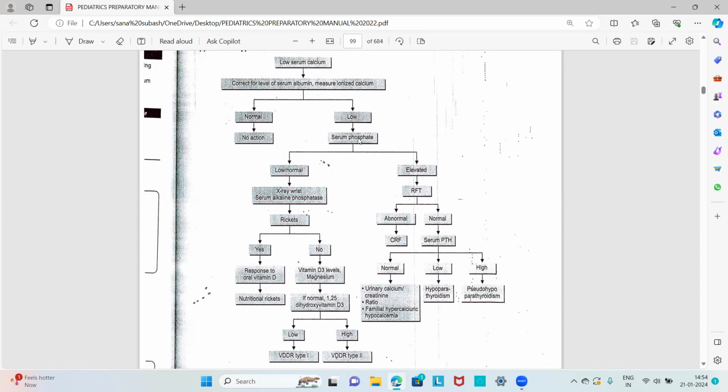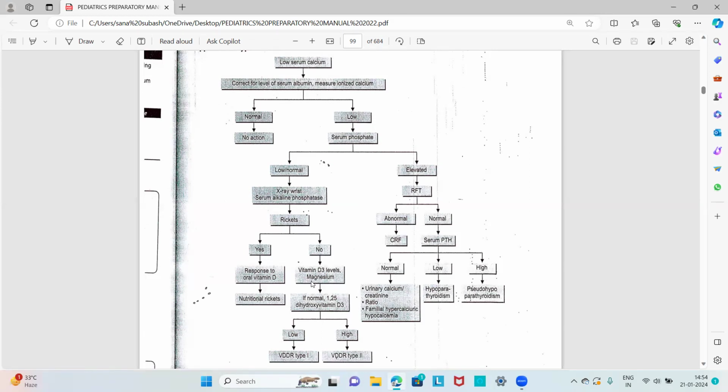If the serum phosphate level is low or normal, we have to look for the X-ray of the wrist or serum alkaline phosphatase, which is increased in the case of rickets. If rickets is present and there is a response to oral vitamin D, it is taken as nutritional rickets and managed accordingly.